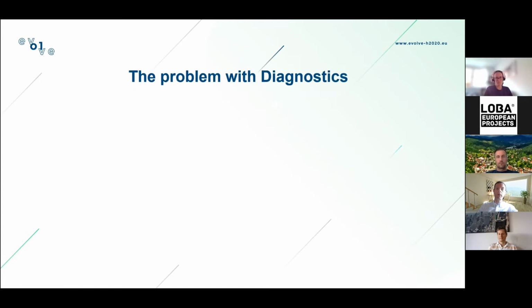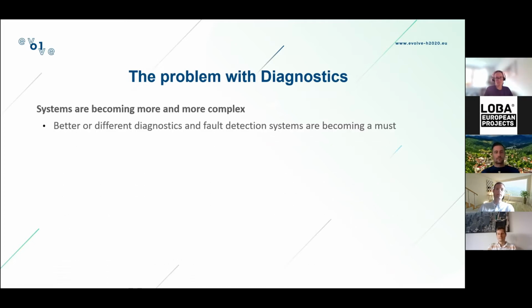So the current problem with diagnostics. The problem is that systems are becoming more and more complex, which means that in the future we need some different and better way of fault detection systems in place. Building specific diagnostics systems is expensive, which means that, especially in the automotive industry, OEMs have historically created specific algorithms for specific faults, everything done upfront.